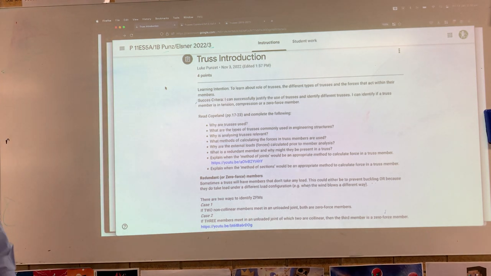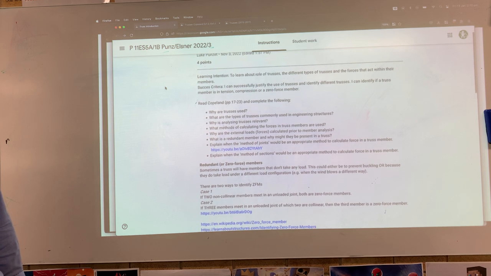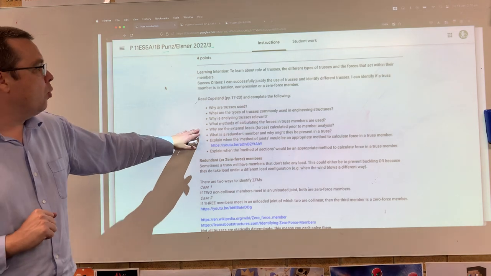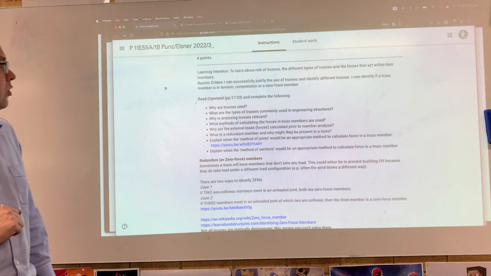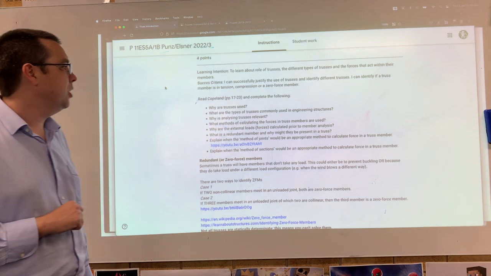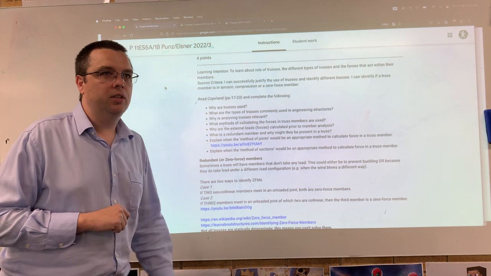Why do we use trusses? What are the different types of trusses? We talked about that. Why is analyzing trusses relevant? What methods are we going to use? Why do we calculate external forces first? Redundant members, we refer to them as zero force members, they're the same thing. And then we're going to talk about where we'd use method of joints and method of sections.